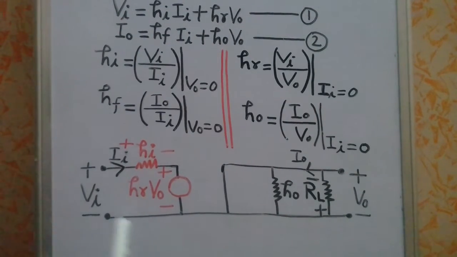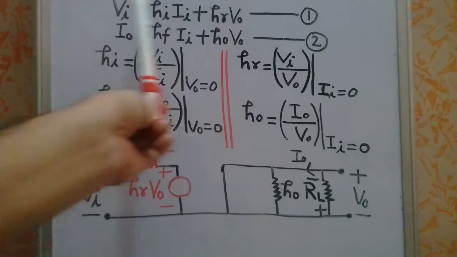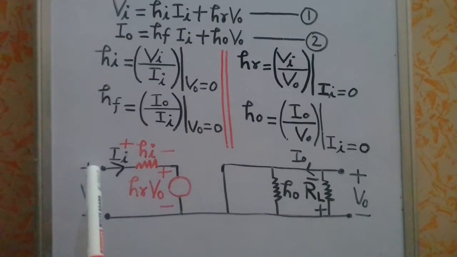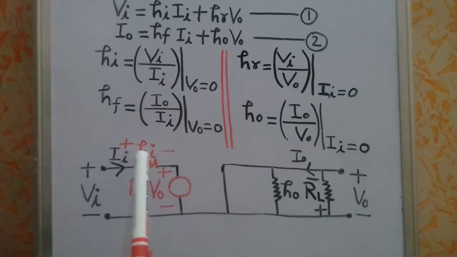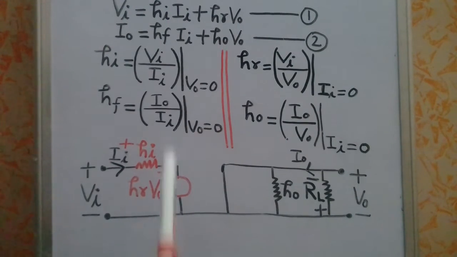So this section basically represents the input section of your h parameter model, right? Because when you apply Kirchhoff's voltage law, you will get equation number 1. That means Vi minus hiIi minus hrVo is equal to 0. Loop completes. That means Vi is equal to hiIi plus hrVo. That is equation number 1. So you have now drawn the input section. Half of the work is over.